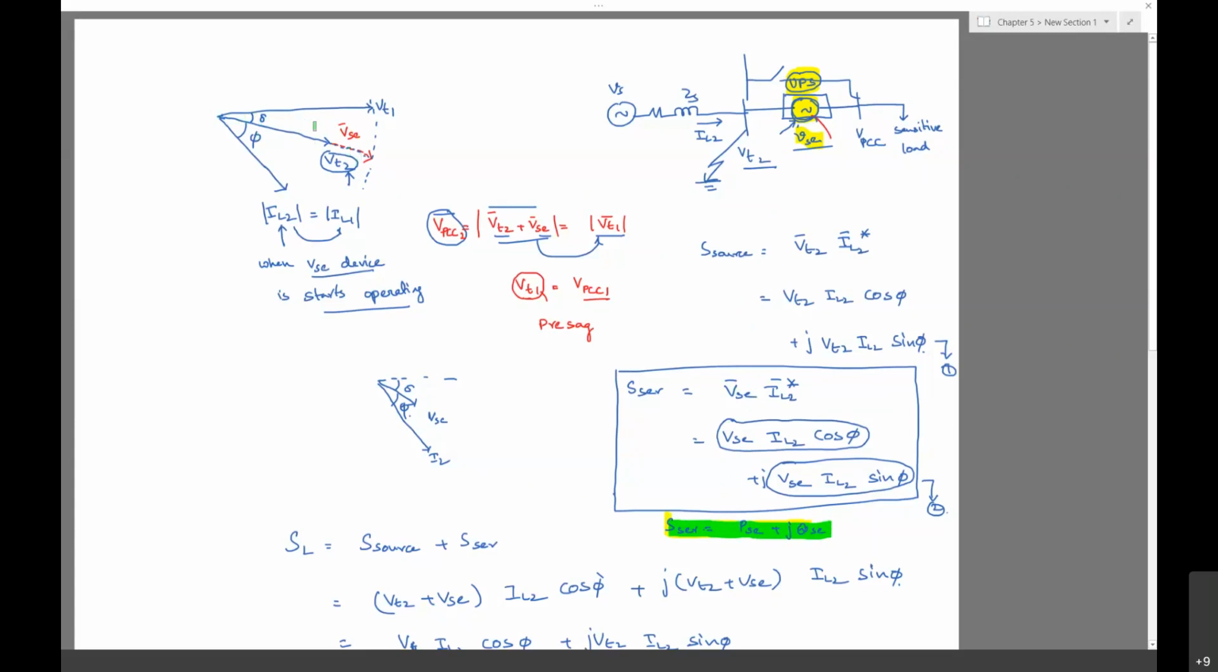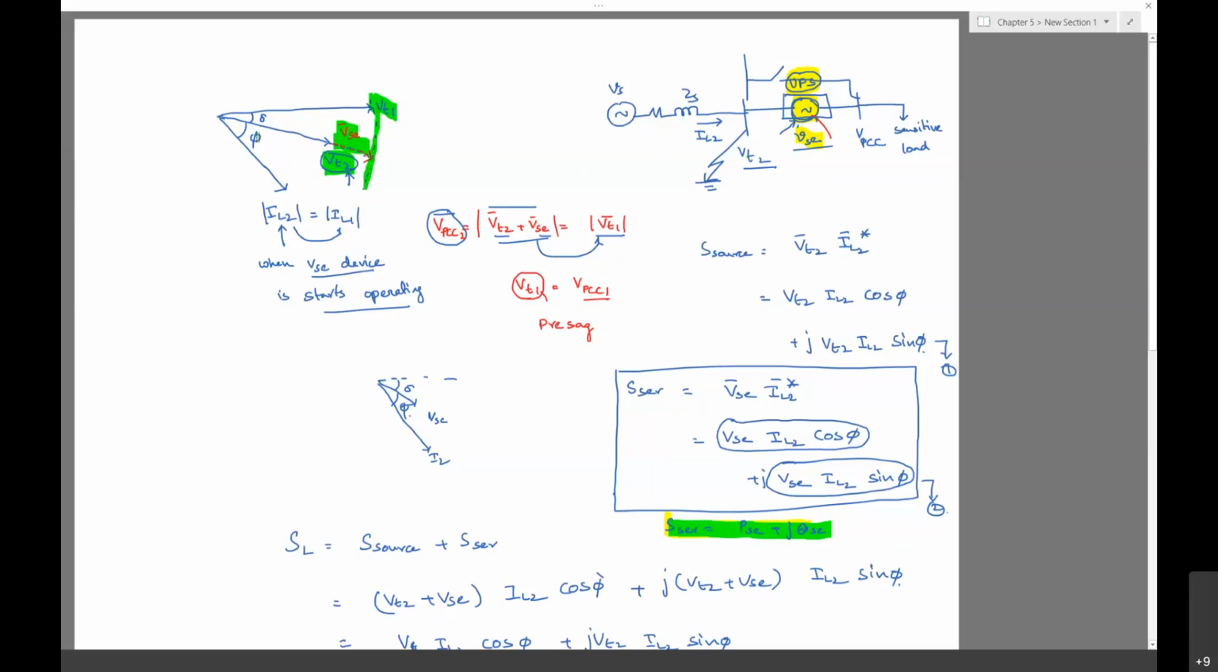In this diagram, VT1 is the pre-sag voltage and VT2 is the sag voltage. During the process, this particular voltage, the VSE, is injected by this compensating device. Once you inject the voltage in this direction, the voltage reaches the locus of VT1.